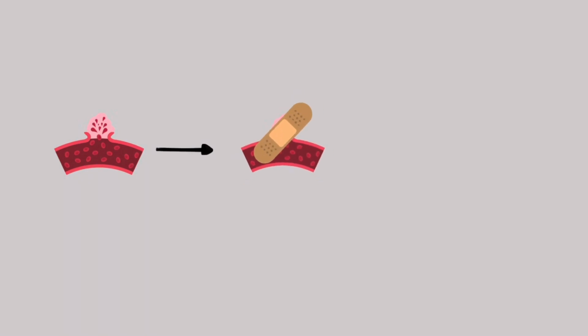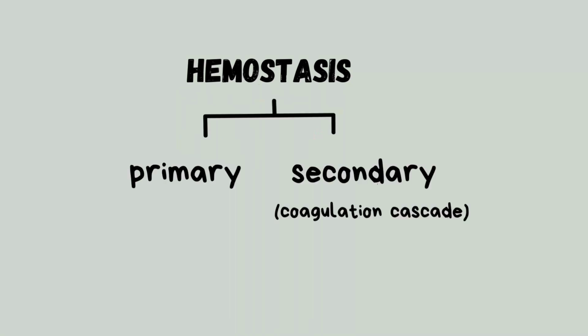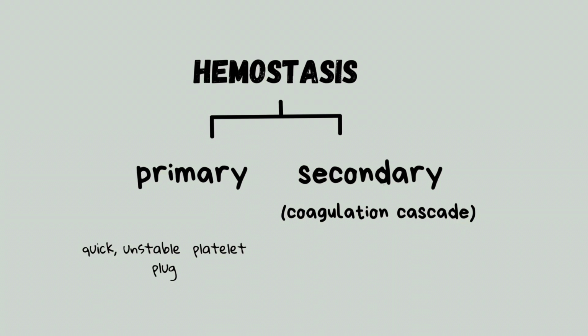Whenever there is bleeding in the body, the response is going to be the same, to stop the bleeding. And it does this by forming blood clots. This process of stopping the bleeding is called hemostasis. Hemo meaning blood and stasis meaning stop. Hemostasis is achieved in two steps, primary hemostasis and secondary hemostasis.